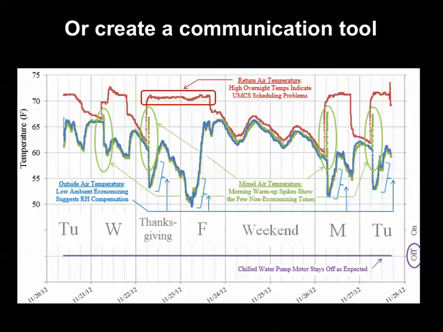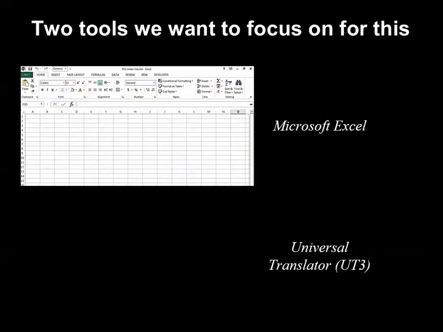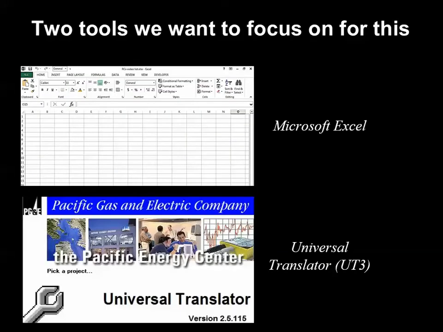We also may want to pretty up data so that we can share it or use it as some communicative tool about what's going on in our systems. So there's really two ways we can do both of these functions. One is with Microsoft Excel, and the other is with this piece of software called the Universal Translator in its current version, UT3.